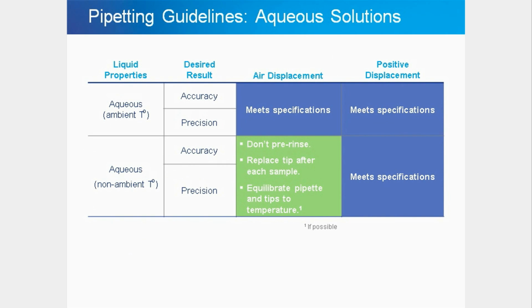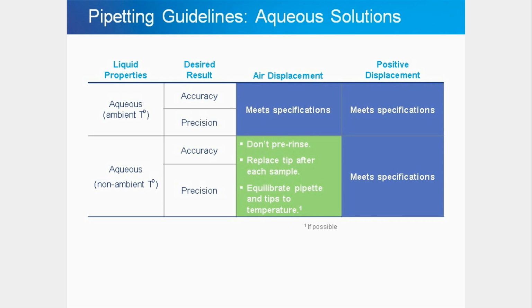This chart shows our recommendations for pipette type in ambient and non-ambient temperatures for aqueous samples. As a general rule, when pipetting aqueous solutions, Rainin recommends using an air displacement pipette. Whether manual or electronic, air displacement pipettes provide the best performance at a reasonable cost when you consider disposable tip usage for air displacement pipettes versus capillary and piston usage for positive displacement models.